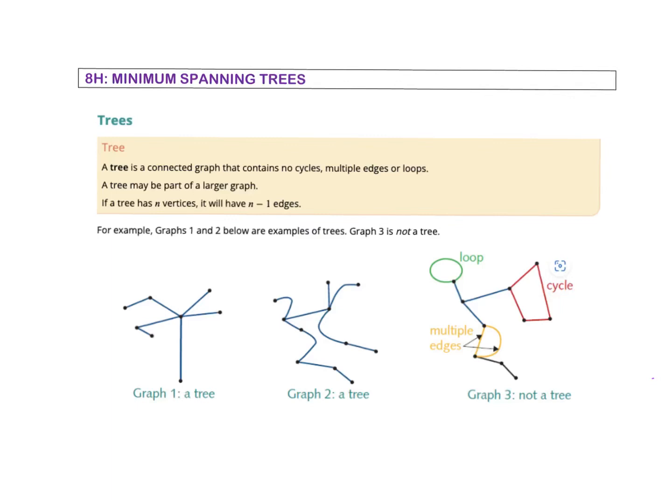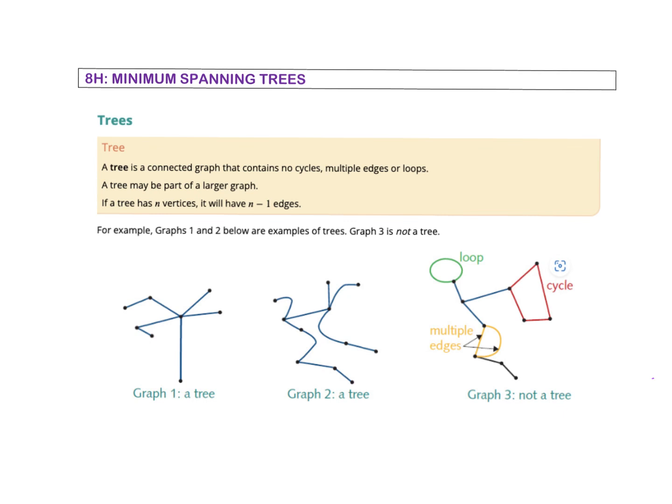Okay, so today mainly we're going to look at minimum spanning trees. So first of all, we're going to look at what is a tree. A tree is a connected graph that contains no cycles, multiple edges or loops.